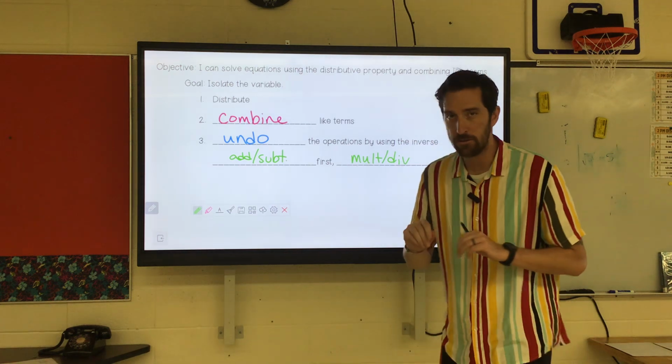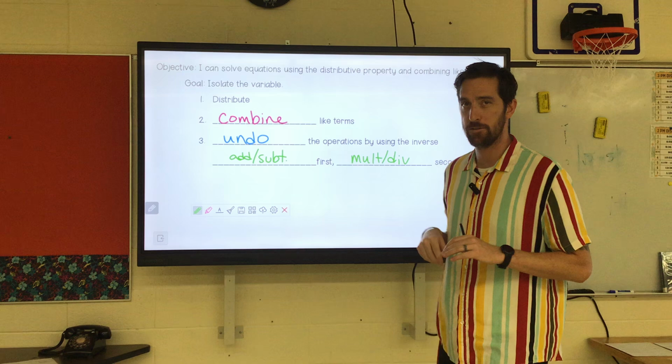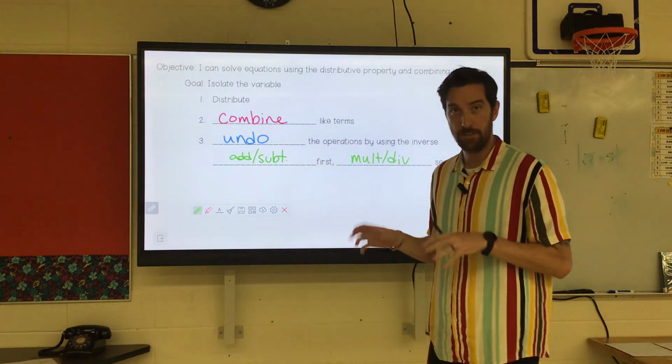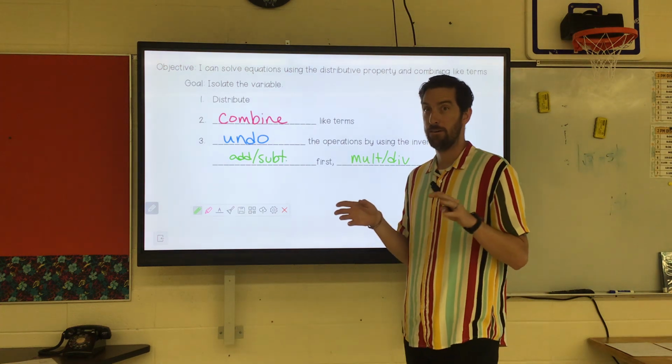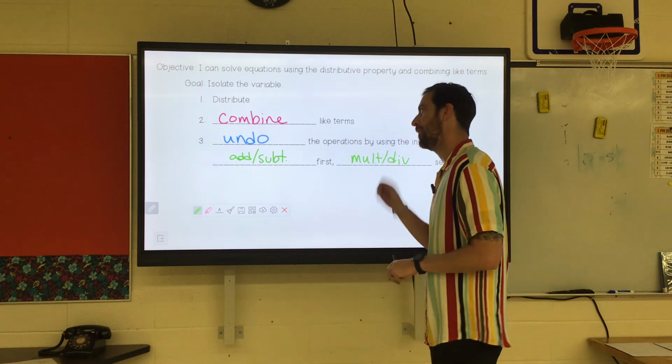First, you always want to distribute. If you ever see a set of parentheses with a number outside, you're going to want to multiply that in. Then you combine your like terms on the same side of the equal sign. Now tomorrow we're going to have a step after this where it's going to be get the variables on the same side. Ooh, today we don't have that.